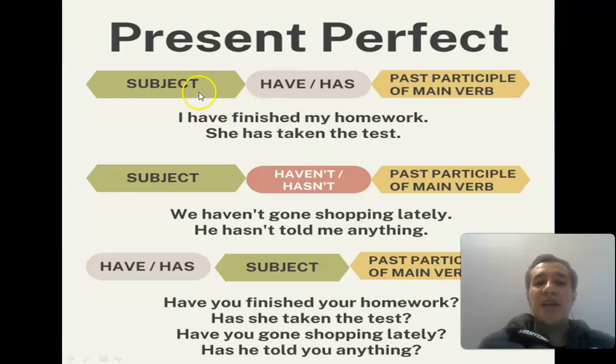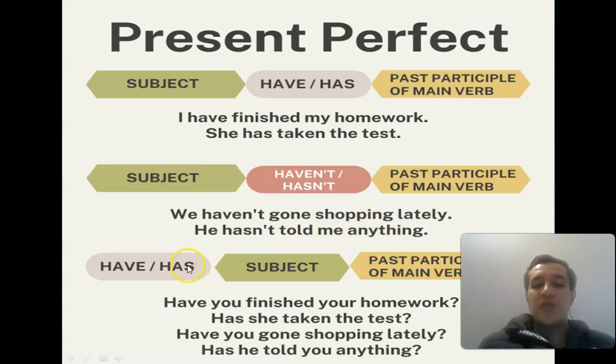Here we can see the structure for the affirmative sentences: subject plus have or has plus past participle of main verb plus complement if we have one. I have finished my homework. She has taken the test. Here we have the negative structure. We have subject plus haven't or hasn't plus past participle of main verb plus complement. We haven't gone shopping lately. He hasn't told me anything.